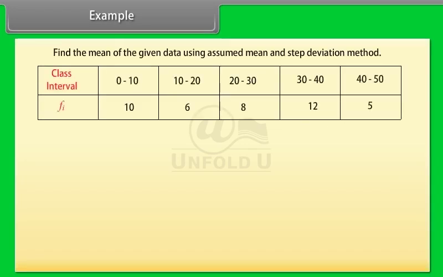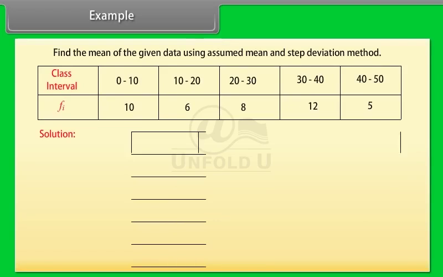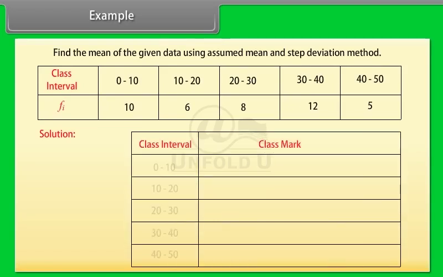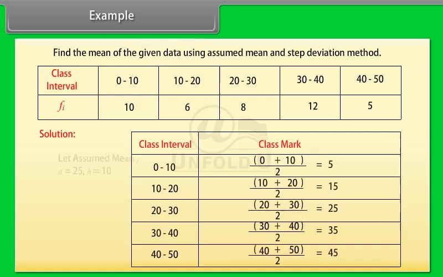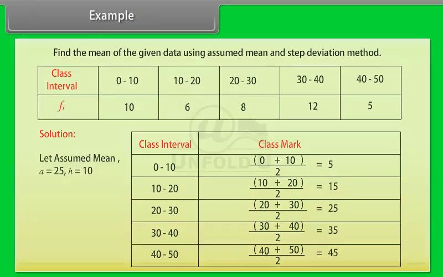Example: find the mean of the given data using assumed mean and step deviation method. Solution: first we find the class mark for each class interval by using the formula. Class mark equals upper class limit plus lower class limit upon 2. Let assumed mean a is equal to 25, h equals 10.